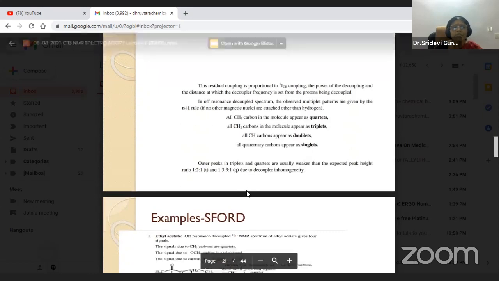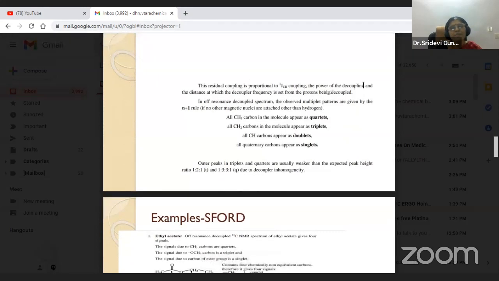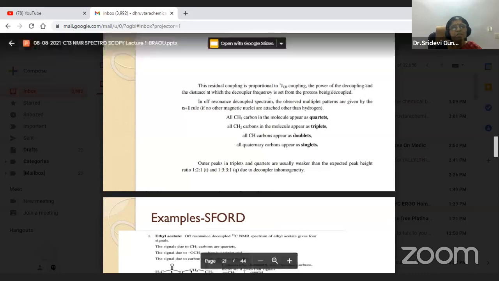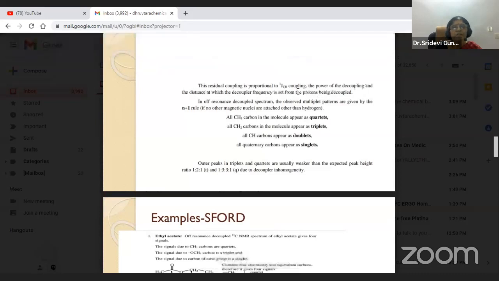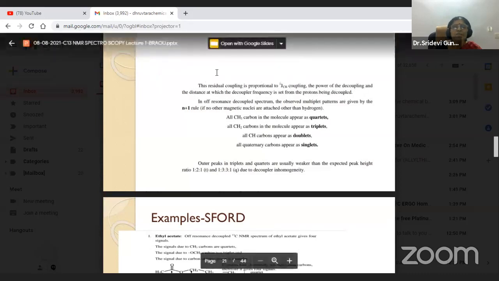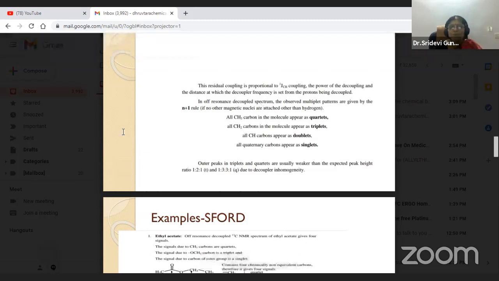So this residual coupling is proportional to the J1 CH coupling, the power of the decoupling, and the distance at which the decoupler frequency is set from the protons being decoupled. So it is dependent on these factors. In an off resonance decoupled spectrum, only coupling from hydrogens attached to carbon is observed. Carbon directly attached to hydrogens shows coupling.